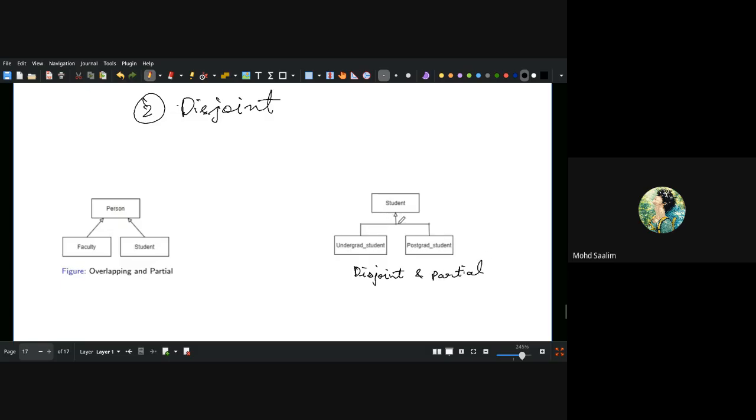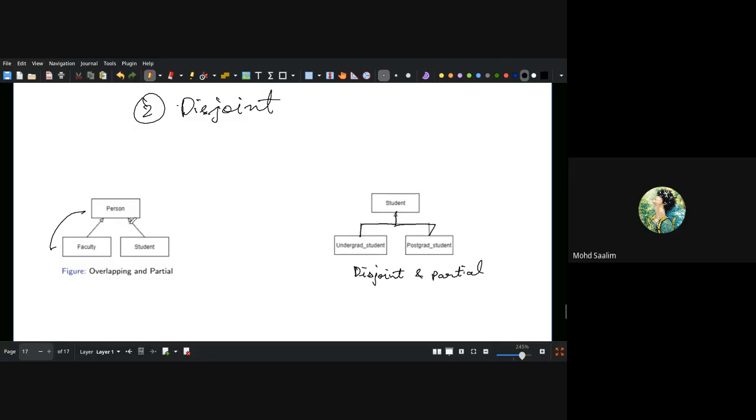You see what it is saying? It is saying undergrad is a part of student. Postgrad student is a part of student. It is saying the type, it is saying the part. So you can also see from the diagram it is breaking into two parts. The single line came here and it got divided into two parts.